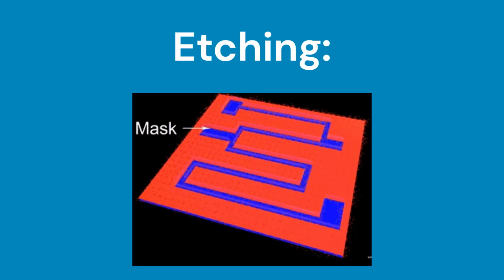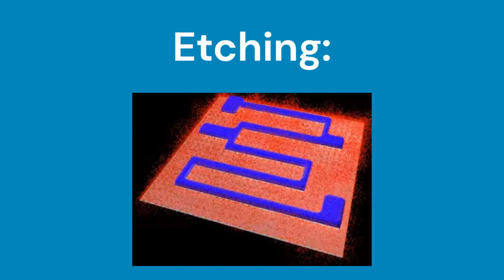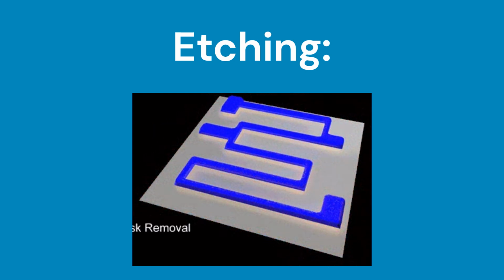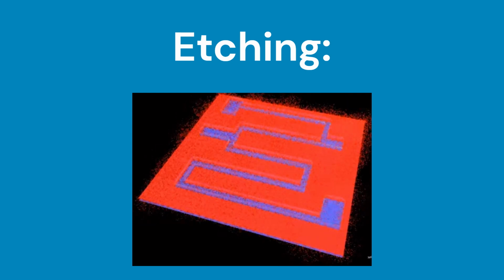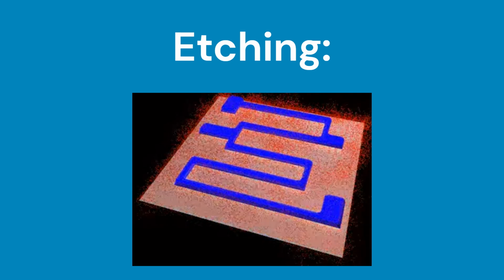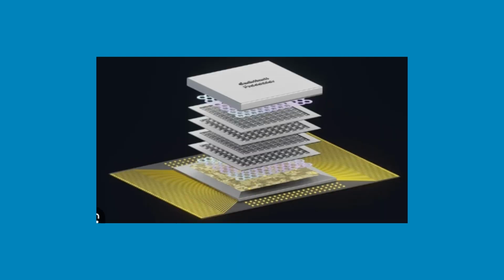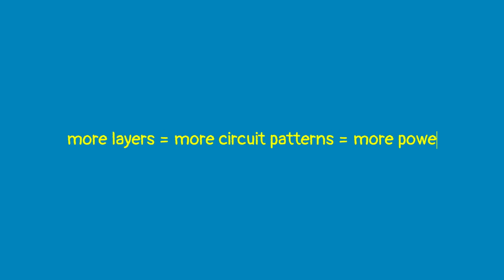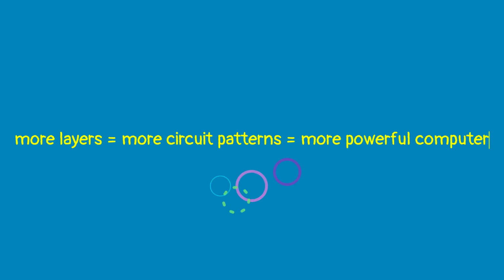After this, etching is performed. In etching, chemicals are used to remove the unprotected material from the chip beneath the hardened photoresist, carving the circuit pattern into the surface. This process is repeated multiple times to finally get a chip with several layers. The reason for adding layers is to ensure that there are more circuit patterns within the chip, which makes the computer more powerful. Now the next step after this is testing these layered chips to ensure they work properly.